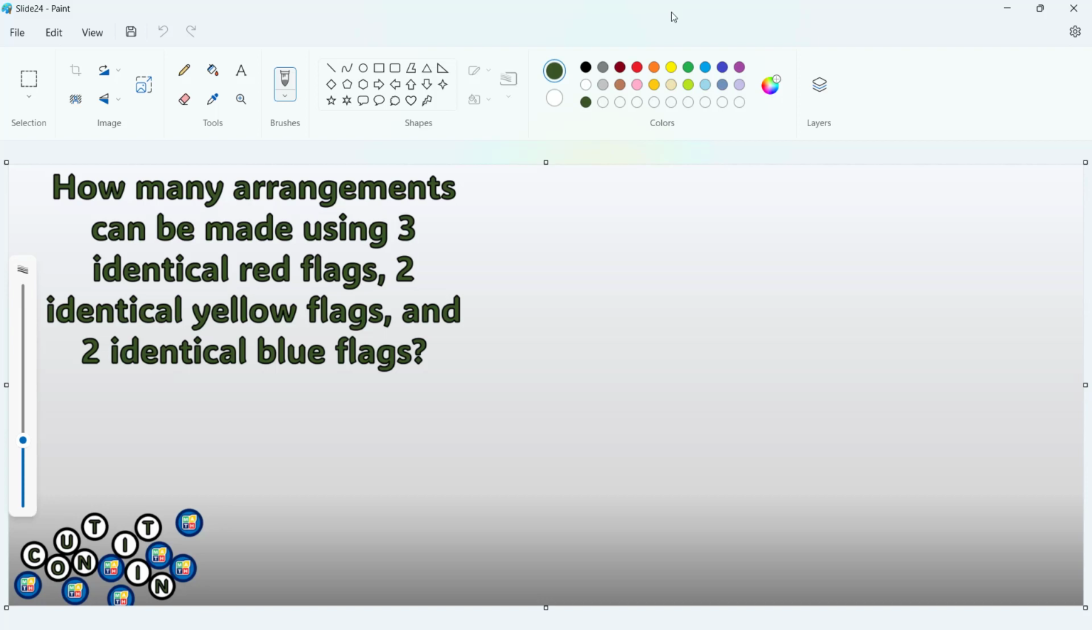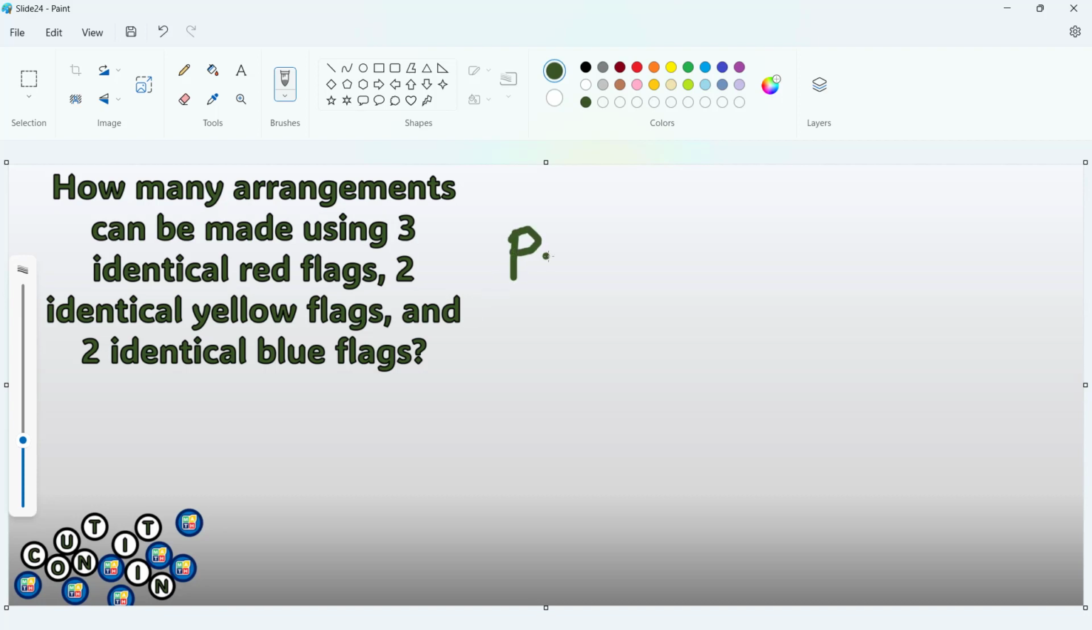But here, we can see that there are identical flags. Just for instance, red flags. What if the first arrangement involves 3 identical red flags, 2 yellow and 2 blue flags, and then the second would be for me to rearrange the first and the second red flag. Now that is not distinguishable because they are identical red flags. This is the time where we are going to use a specific formula for the number of permutations, or number of distinct permutations. This is our formula here.